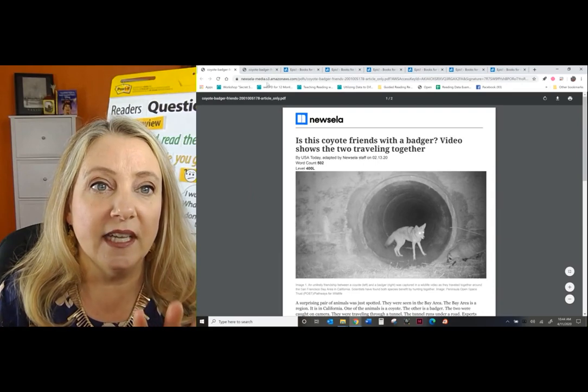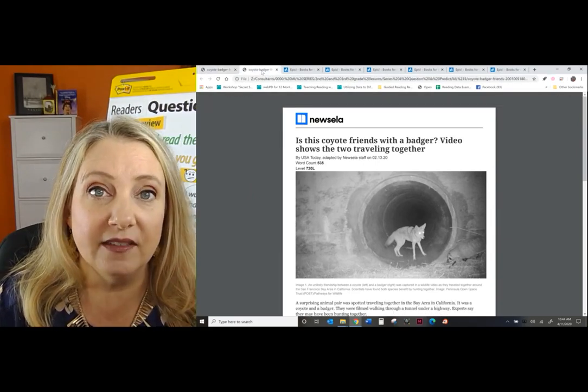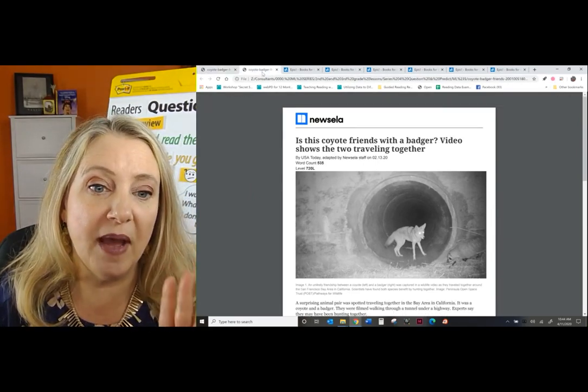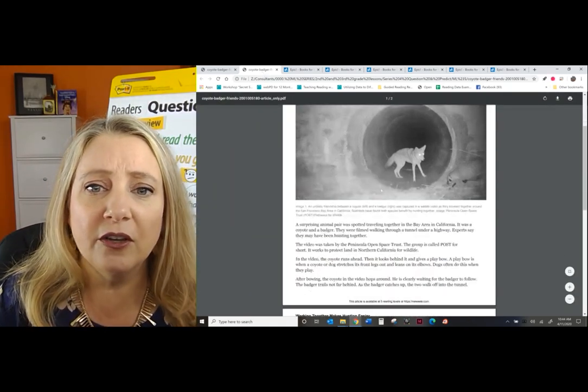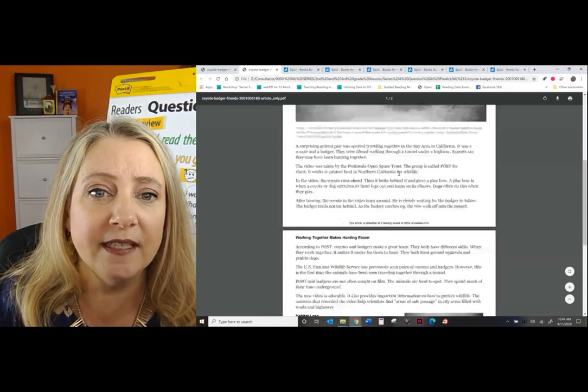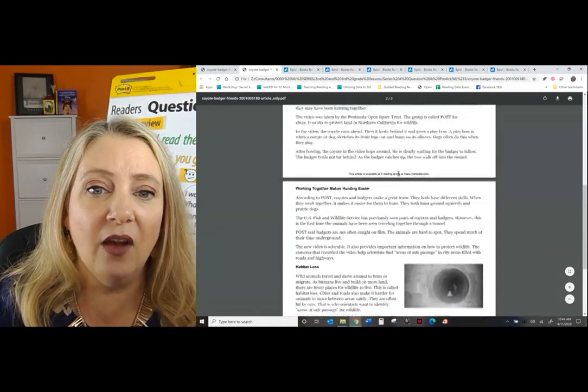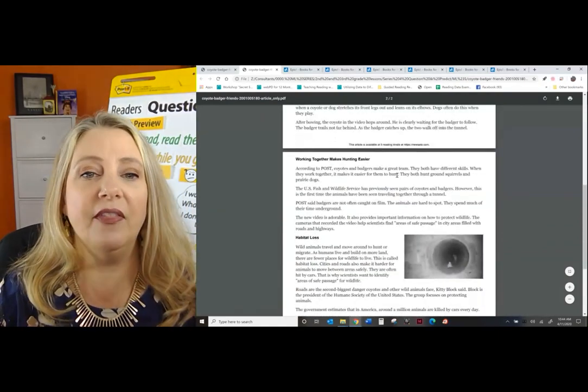Okay, so let me show you. Let's go into this passage with coyote and badger. Remember, it's from New Zealand, and we were looking at it at about a second grade level. But to show you this, I'm going to move it up to about a fourth grade level, okay? So it's the same article. We learned about the coyote and the badger traveling together. We learned about how he bowed down. We saw that in the video.